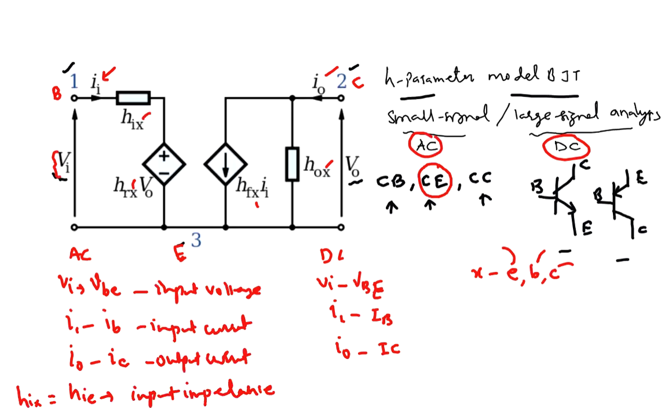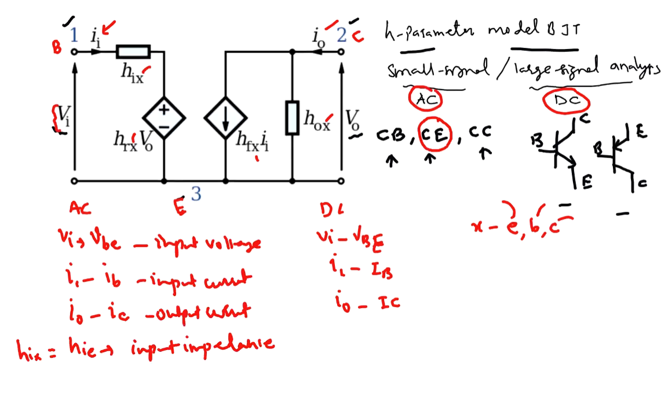Okay. Now, I will write another parameter. Let me just scroll it down. That is my HFX. X will be replaced by E, so HFE. So this is basically the forward current gain. So remember, this is your input side of the circuit, this is your output side of the circuit.